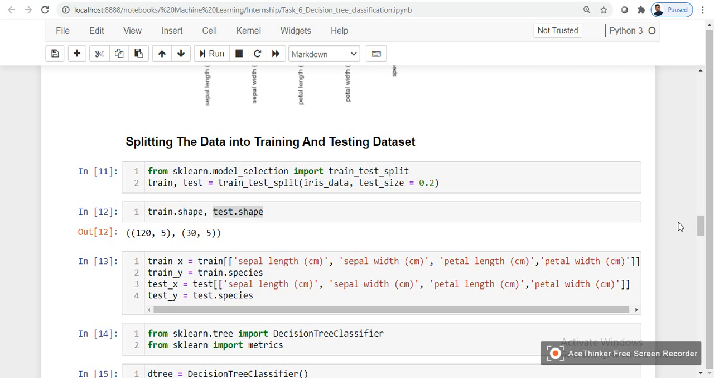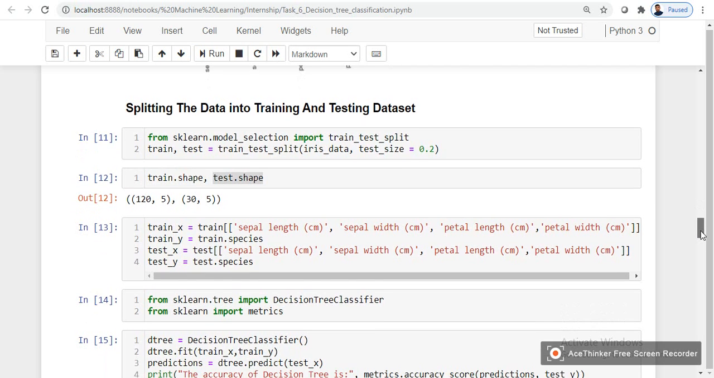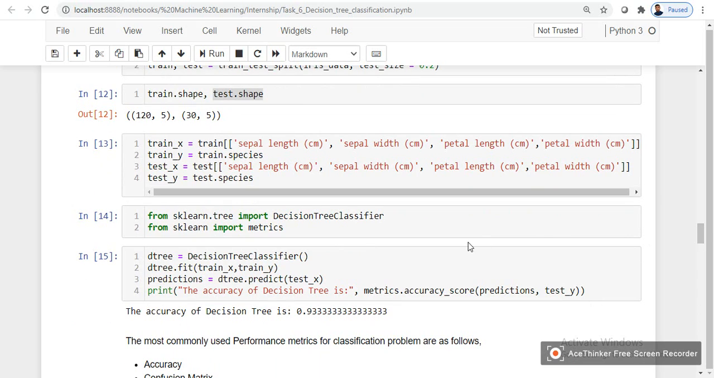So we have split the dataset, and this is the algorithm we are training, that is the decision tree classifier. We have fed the data train x and train y to the algorithm and fitted it with this data. So we have got 0.93 accuracy.